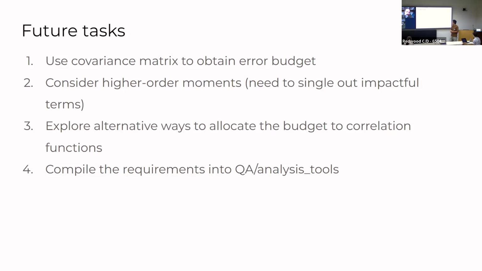We want to explore alternative ways to allocate the budget. That's especially important if our budget is tiny and our PSF model exceeds that budget. In that scenario, we might want to consider alternative ways, because Rubin is going to have very stringent requirements on everything for cosmology. And the final step is quite clear: we want to compile this code into a QA or analysis tool so that it runs automatically with the PSF modeling over commissioning. So that's all I have.